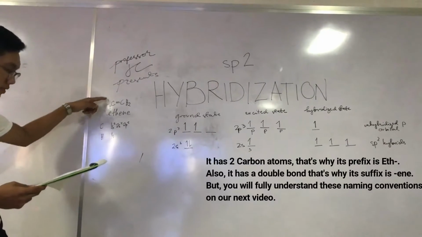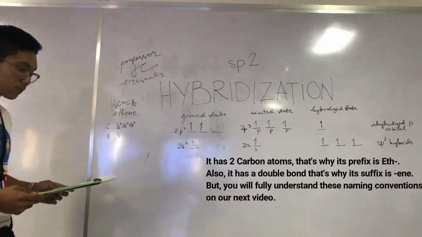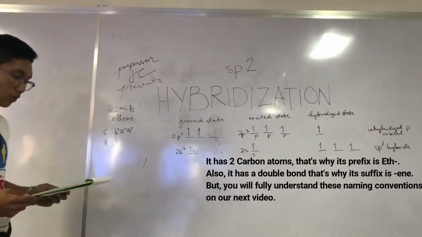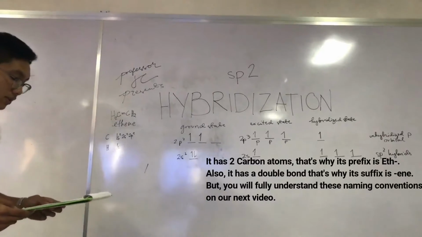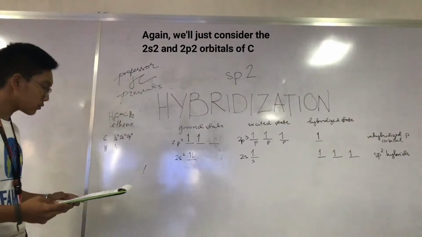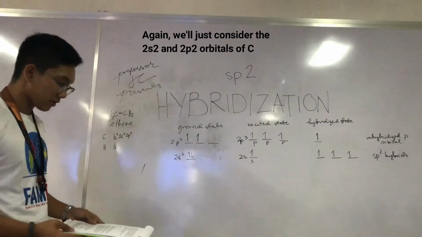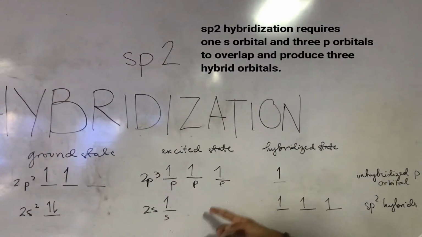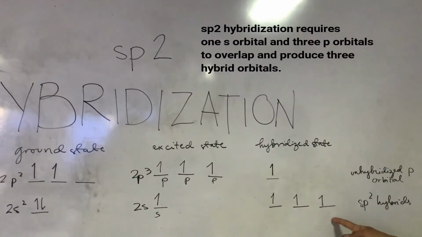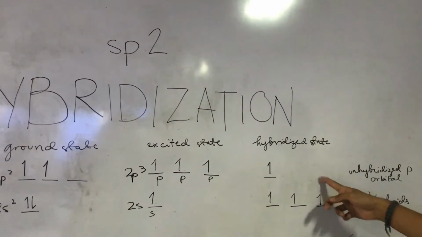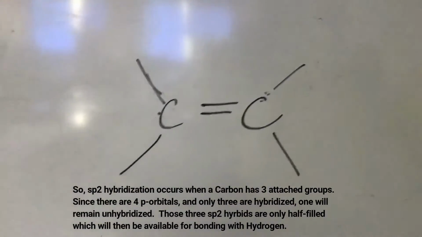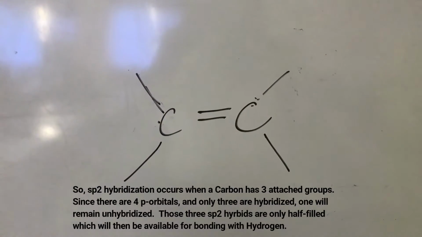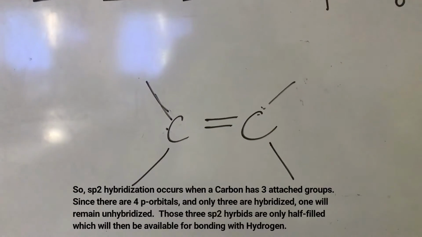It has two carbon atoms, that's why its prefix is eth-. Also, it has a double bond, that's why its suffix is -ene. But you will fully understand these naming conventions in our next video. Again, we'll just consider the 2s2 and 2p2 orbitals of carbon. Again, sp2 hybridization requires one s orbital and two p orbitals to overlap and produce three hybrid orbitals. Then there will be one unhybridized orbital. So, sp2 hybridization occurs when a carbon has three attached groups. Since there are three p orbitals and only two are hybridized, one will remain unhybridized.